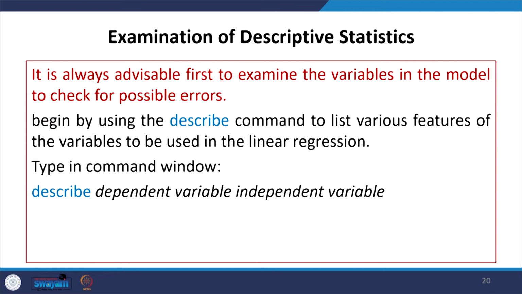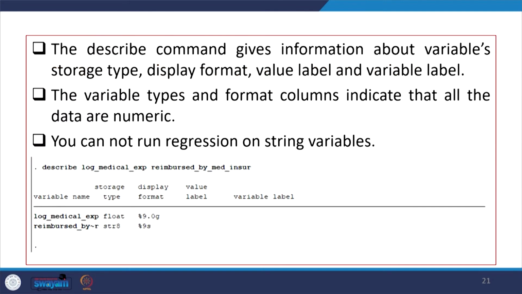Once again, let me explain that the describe command lists various features of the variables to be used in the linear regression. By typing describe and your set of variables, maybe starting with dependent and independent, it will give you the complete list of descriptions. Here, if you have two variables, one is the dependent, log medical expenditure, and the second is reimbursement of medical expenditure, it gives which kind of storage it is and how it is presented.